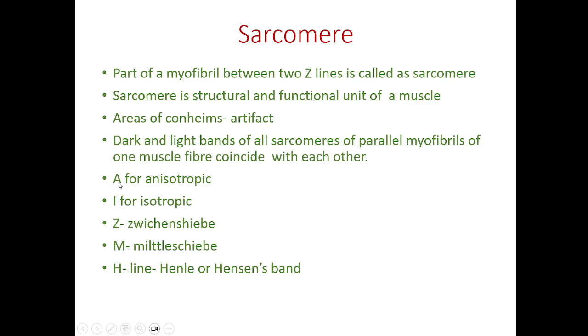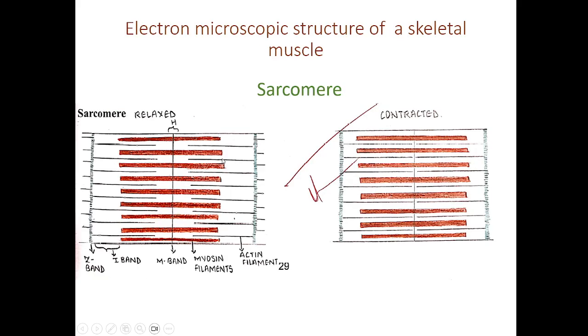What is A for, what is I for, what is Z for, what is M for, what is H for? A is for anisotropic, I for isotropic, Z is Zwischenscheibe, M is Mittelscheibe, that is in the midline, H is the line of Henle or Hensen's band. Let us try to see it.